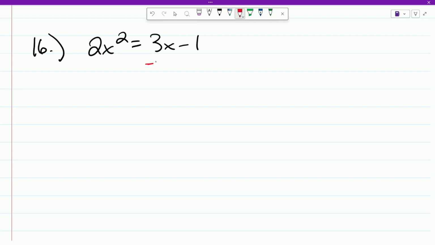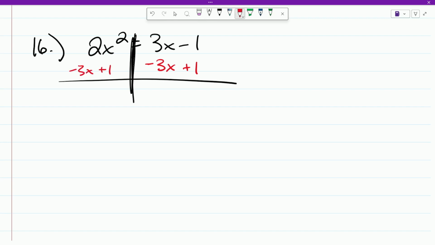What I'm going to do first is subtract 3x. If you look right now, if I were to subtract 3x, that's going to cancel that out. And you can use the word cancel there because it's going away. I'm also going to add 1. Now, remember, here's our equal sign. So whatever I do to the left side, I'm going to do to the right side as well. So what ends up happening is I get 2x to the second minus 3x plus 1 on the left-hand side. And on the right-hand side, everything cancels out to 0.